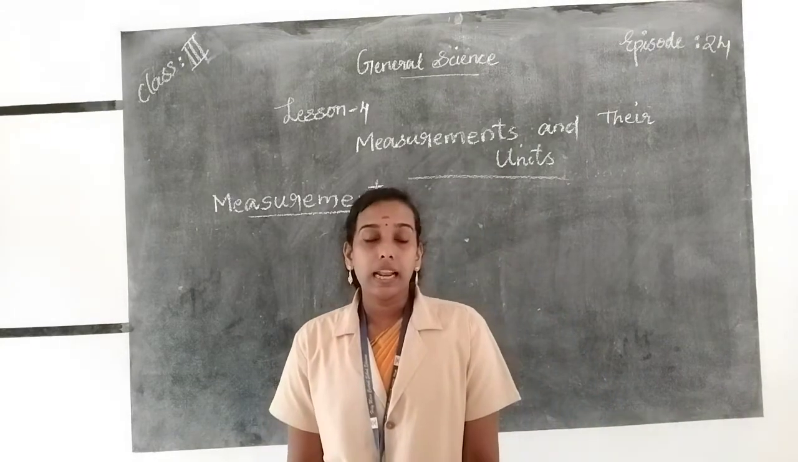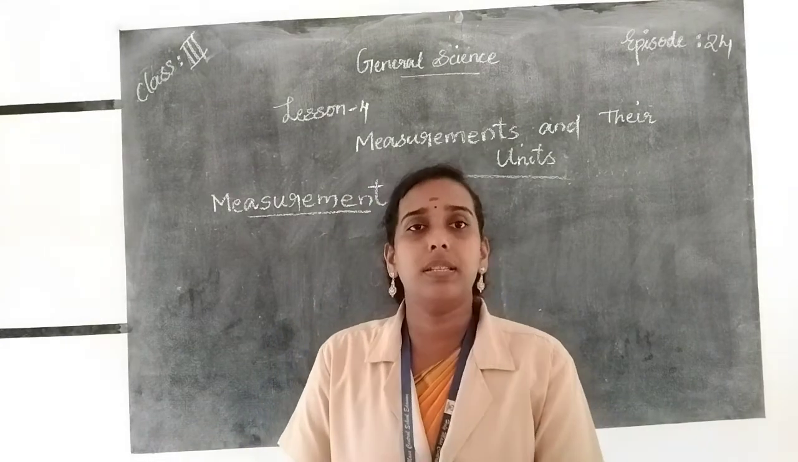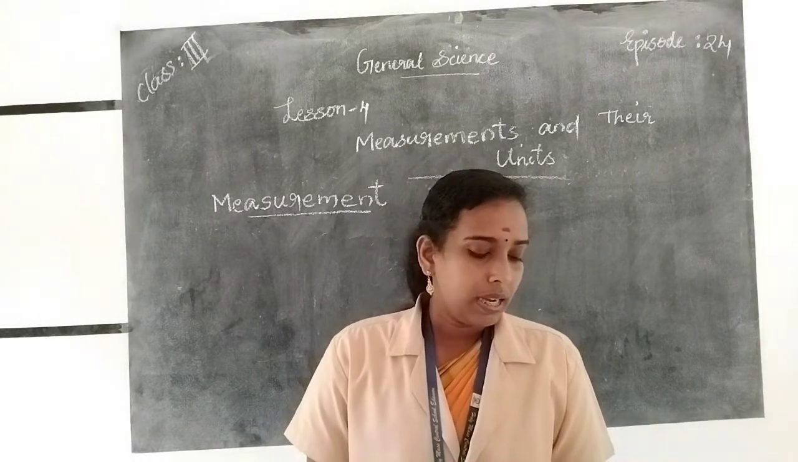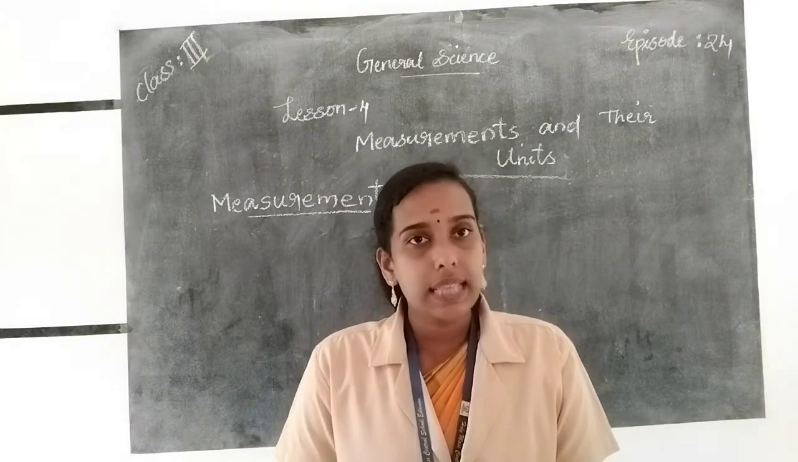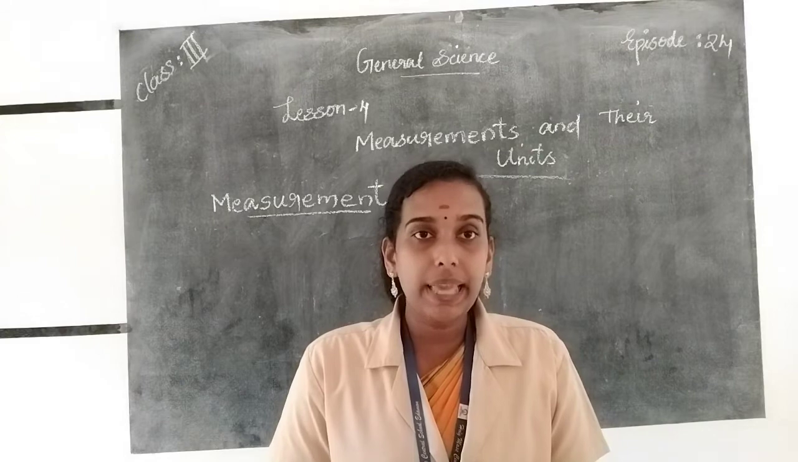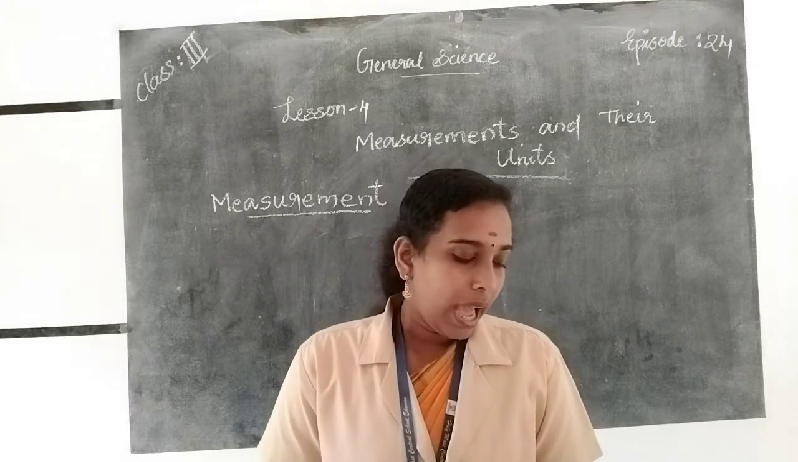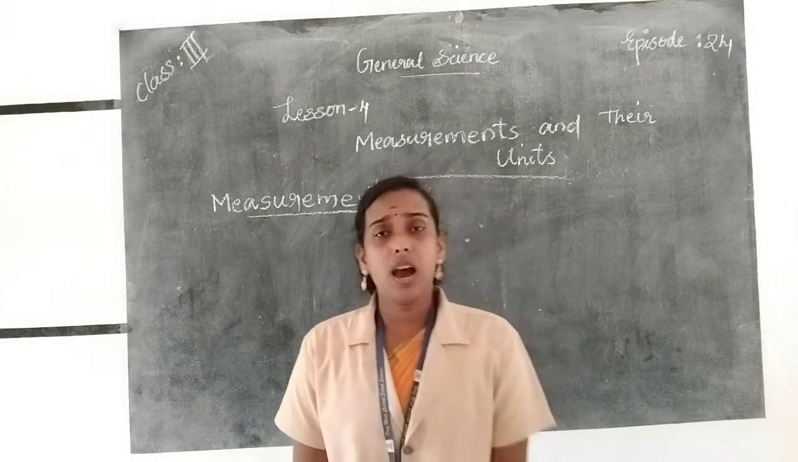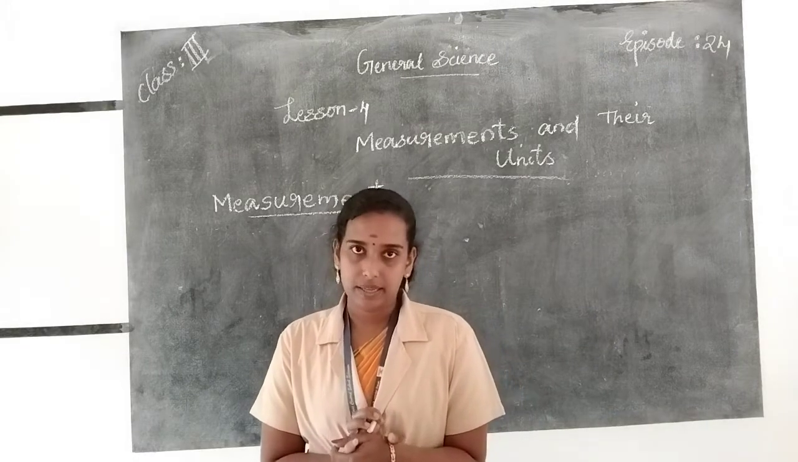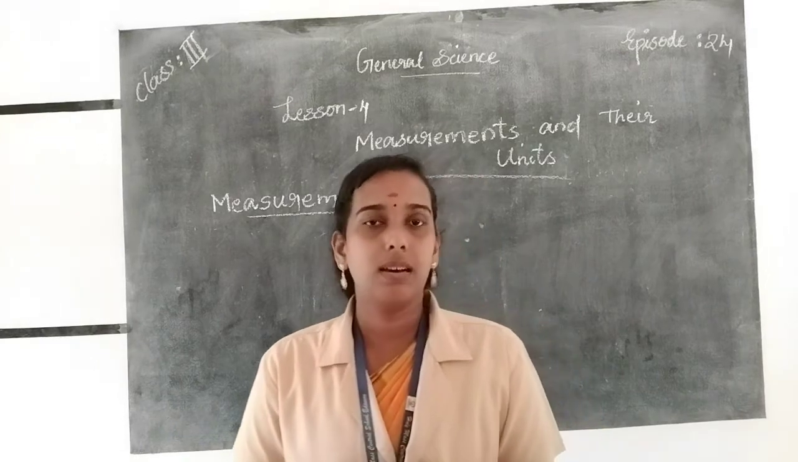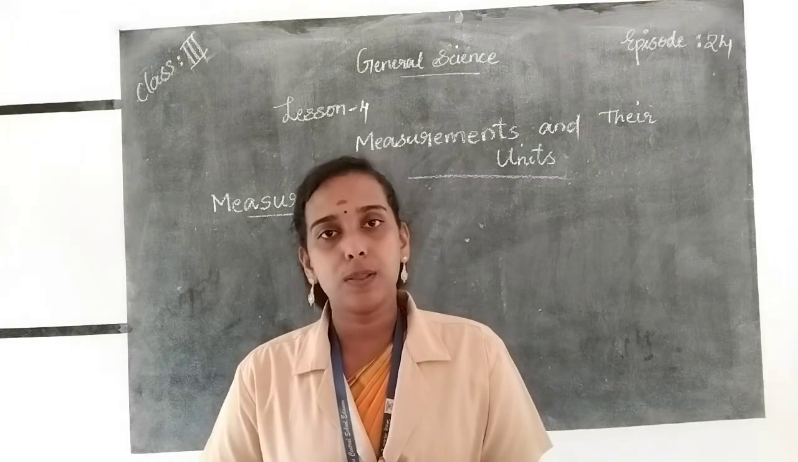Then the next one, length. Length is a measurement, and we use different units to find length: meter, centimeter, millimeter, kilometer, etc. Okay. And now we have some tools or instruments that we use to measure length, like a ruler, scale, and an inch tape. Like that we measure the length of an object.